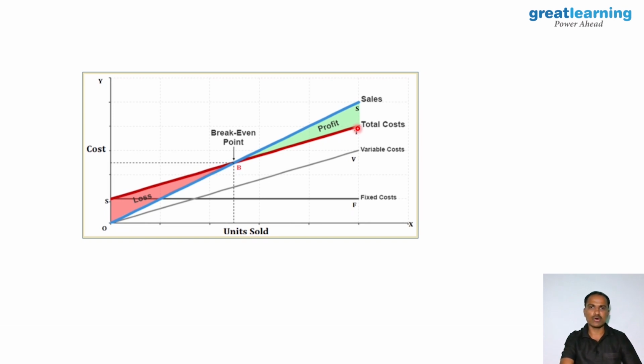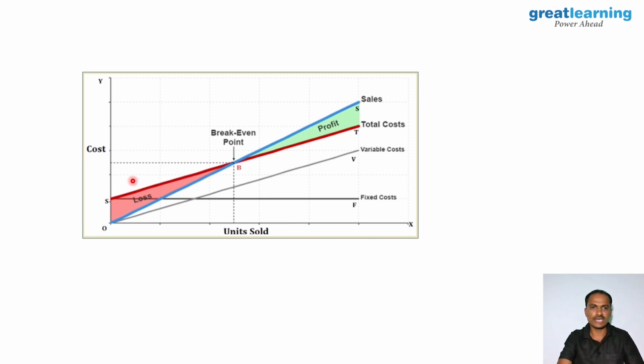Now you see an important line which is starting from 0, OS. This is the sales line. Why is it starting from 0? Because the sales will begin from day 1. So from day 1, the sales has started. So it is started and it is rising.